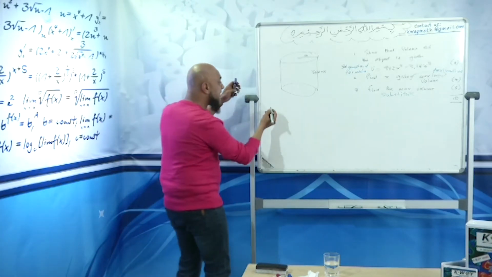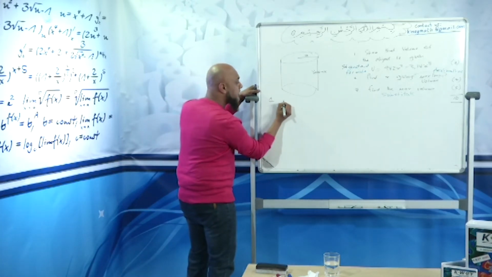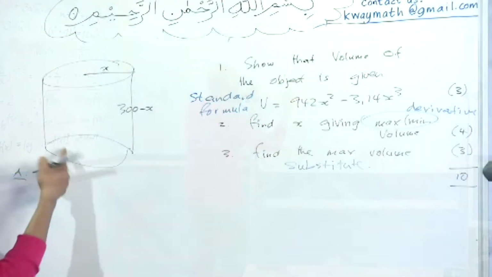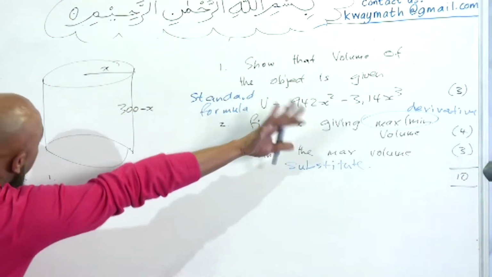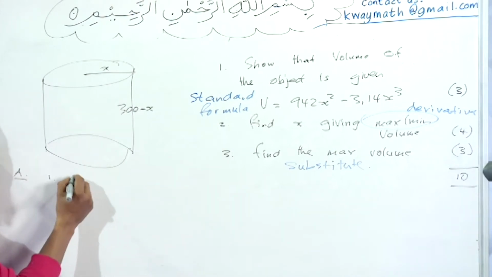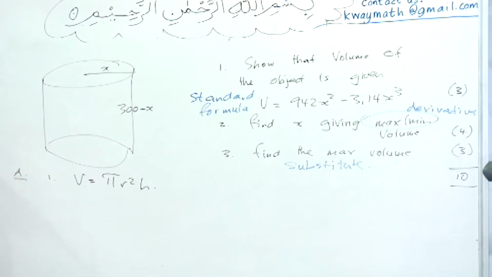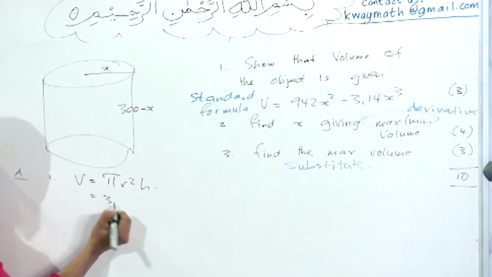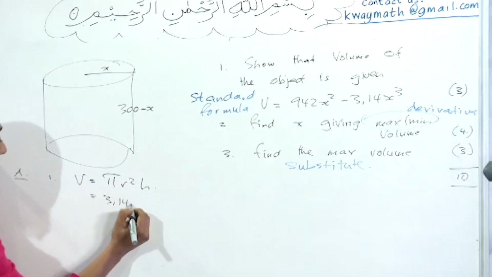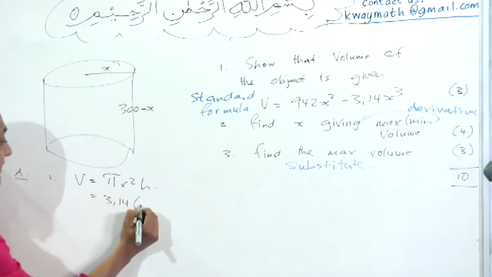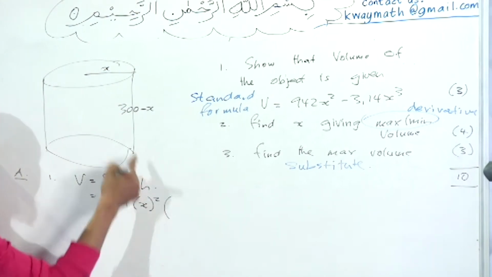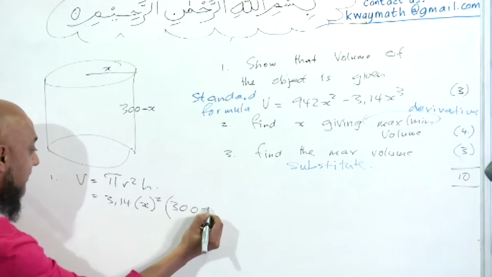So let's answer the question. What do we know? Question number 1. Show that the volume is, what do we know about the volume of a cylinder? Volume is equal to pi r squared times height. Yes or no? What is pi? We're going to be using pi as 3,14. What is r? R is x squared. What is your height? 300 minus x.